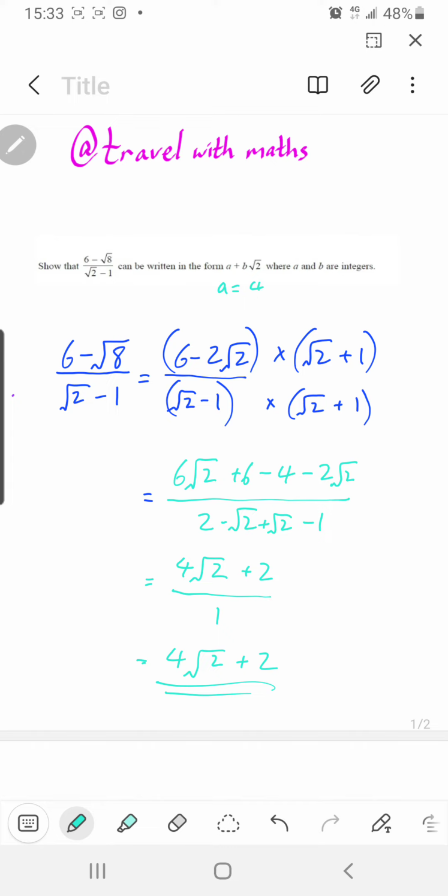So A is 2 and B is 4. Okay, so actually you can rewrite this into that form if we want to have the 2 first. Okay, so 2 plus 4 square root 2.